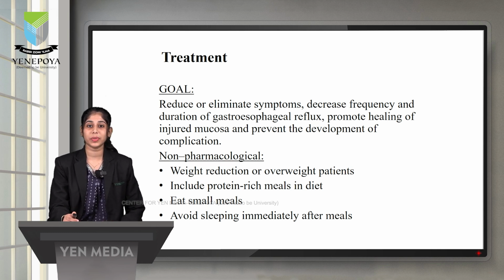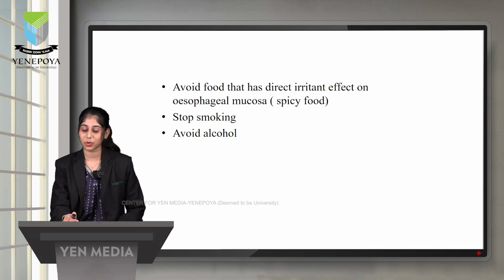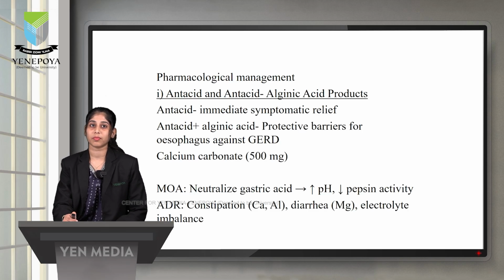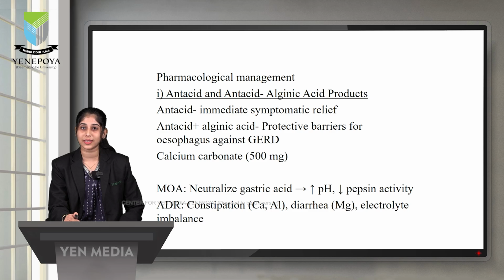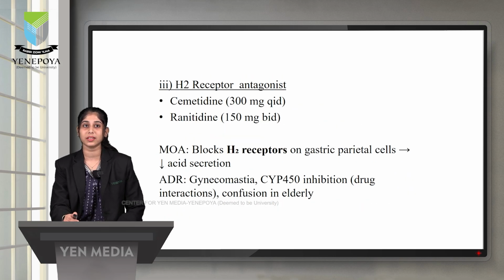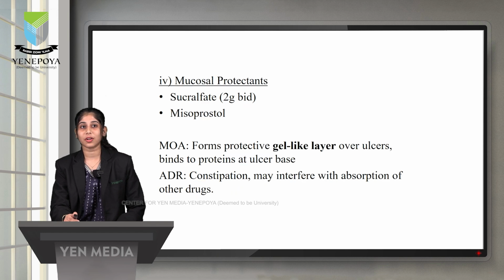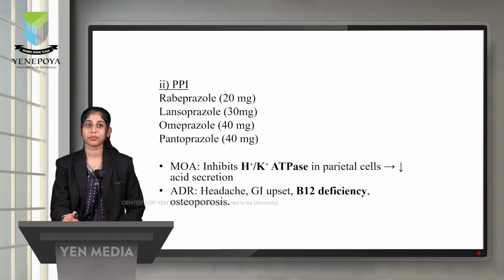Next, avoid sleeping immediately after meals. Avoid food that has a direct irritant effect on the esophageal mucosa, that is all spicy food. Stop smoking and avoid alcohol. We have the pharmacological management. Under this it is categorized into antacid and antacid alginic acid products, PPI, that is proton pump inhibitor, H2 receptor antagonist, mucosal protectant as well as promotility agents.